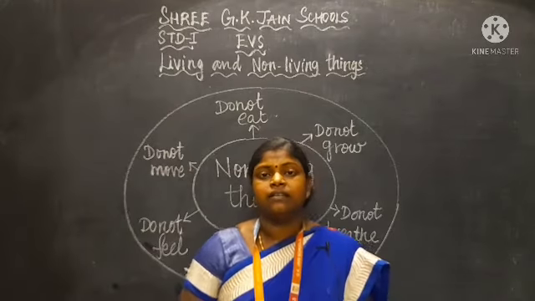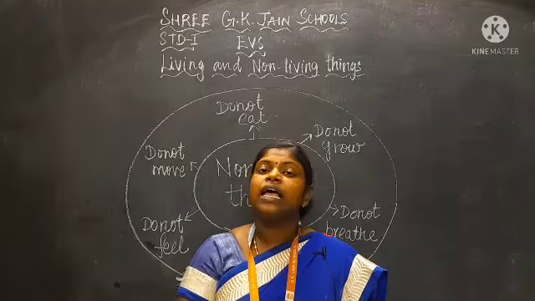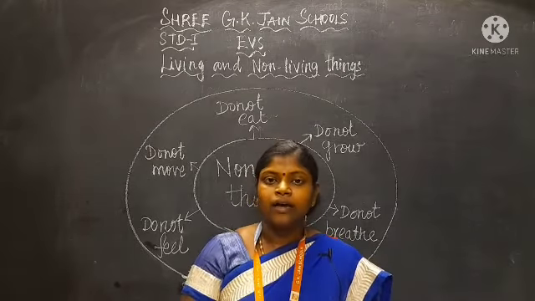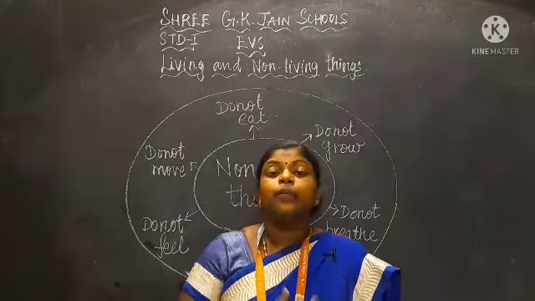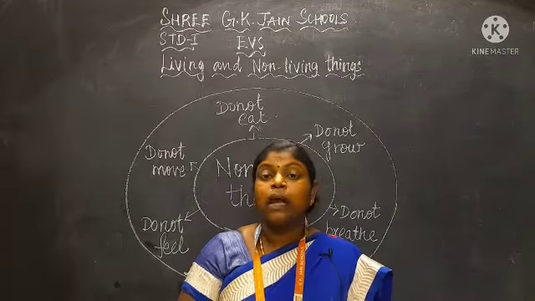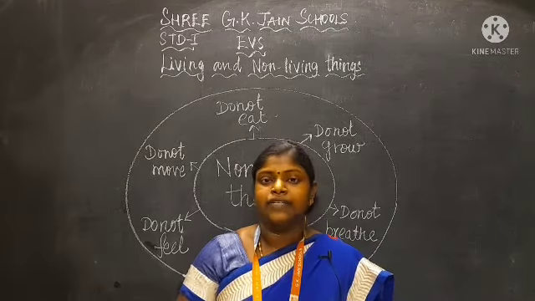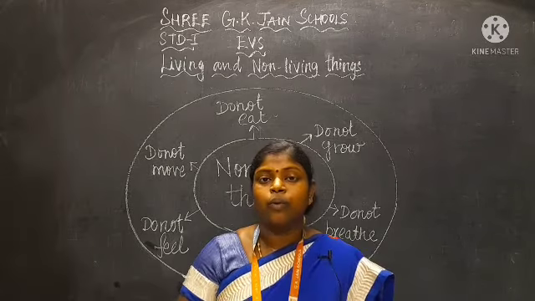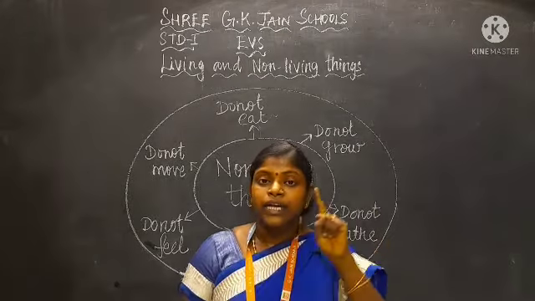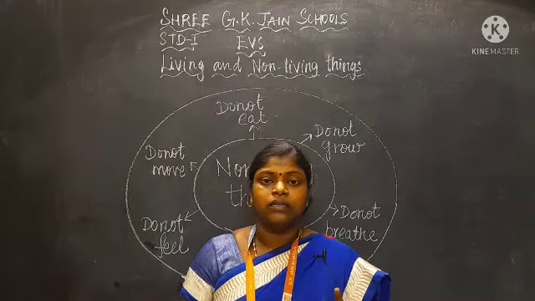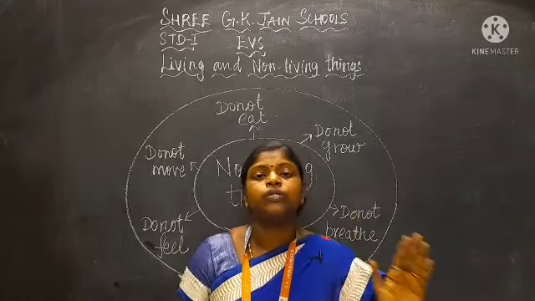For non-living things, they are directly opposite to that. Because living things need food, water, and they can move from one place to another place. They can breathe, they can produce their young ones. But non-living things do not eat food. They do not move from one place to another place. They do not breathe. They do not produce their young ones. They do not feel. So all the characteristics are opposite to those of living things.